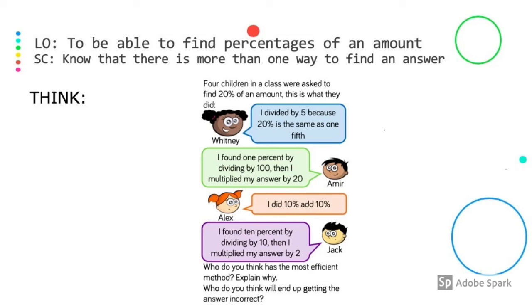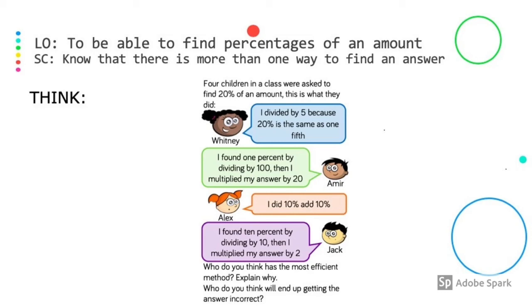Amir found 1% by dividing by 100. Then he multiplied his answer by 20. Alex found 10% and added another 10%. And Jack found 10% by dividing by 10. Then he multiplied his answer by 2.